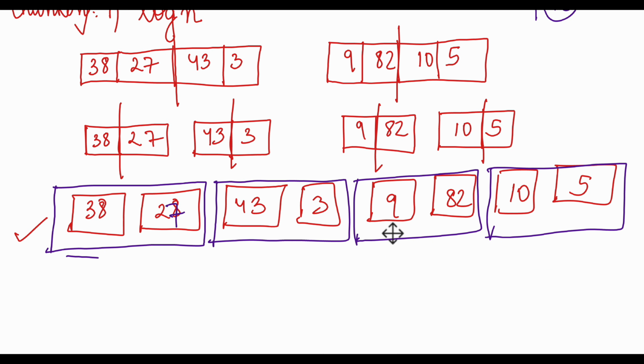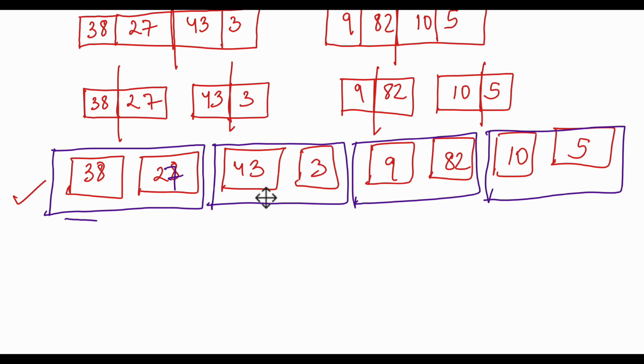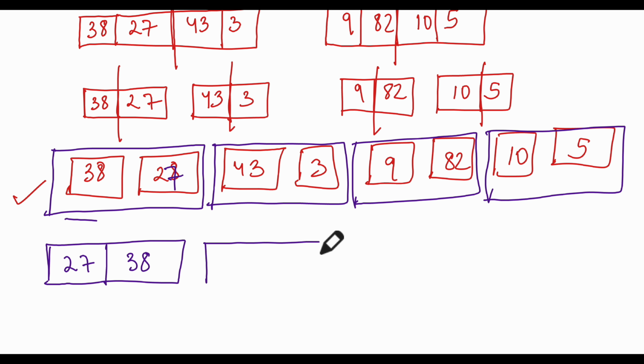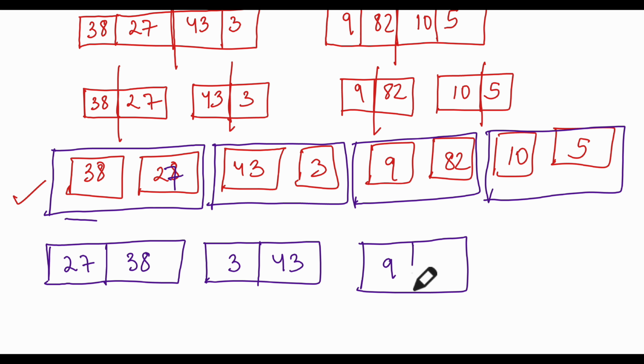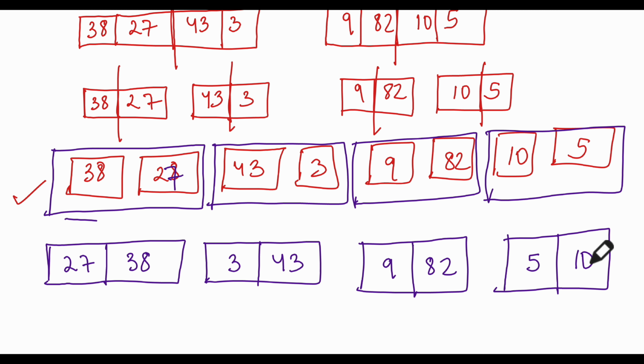Now let me just move a little bit. Now I have to technically come down. What I have to do here is, in this particular part, first of all, I have to sort each of the elements. So earlier it was 38, 27. What will it become? It will become 27 and 38. This particular part will become 3 and 43. This particular part will remain as 9, 82 because it is already sorted. And this particular part will become 5 and 10. Okay, so we have reached this level.